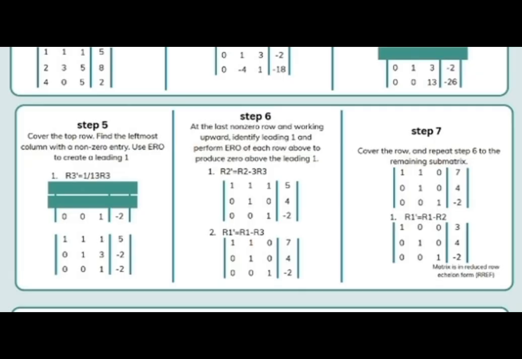For the last step, again, we need to ignore the row whose leading one we already considered, and we repeat step 6 for the remaining submatrix. So here we will ignore this row. The leading one is here, and we need to make sure all of the entries above the leading one are 0. So we do the ERO again. The ERO that we do is to subtract the first row with the second row. So the result here is 1, 0, 0 and 3. So the matrix is already in the reduced row echelon form.